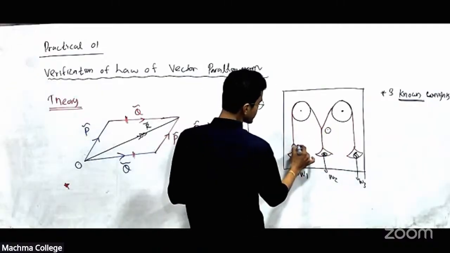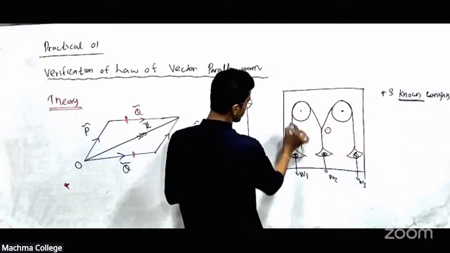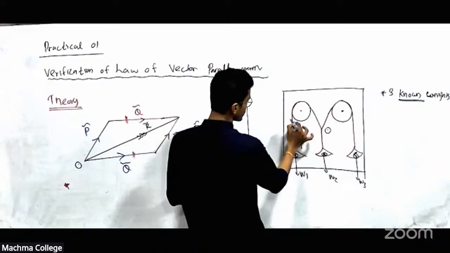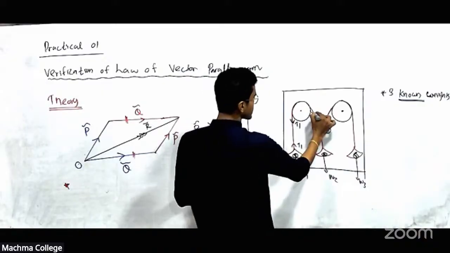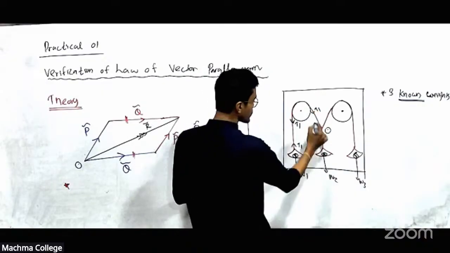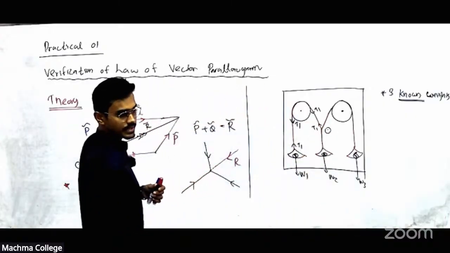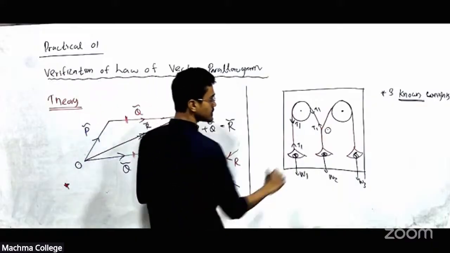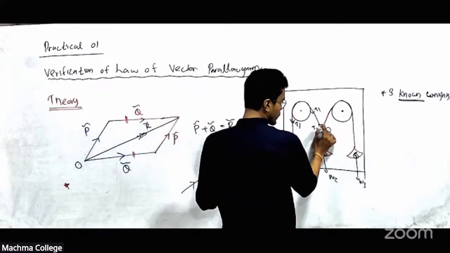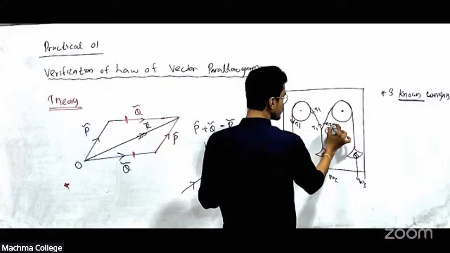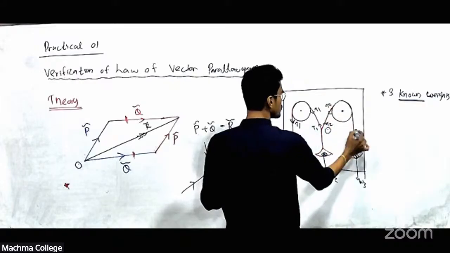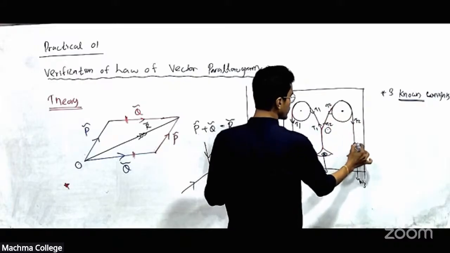Let's say this is T1, right? Up to here there is T1. Up to here there is T1. And that side also there is T1. Then up to this point there is T1. Right? And after this point it changes. Let's say T2, T2, T2 and T2.